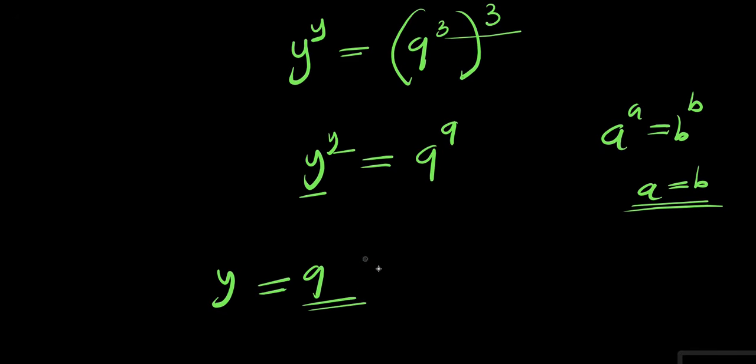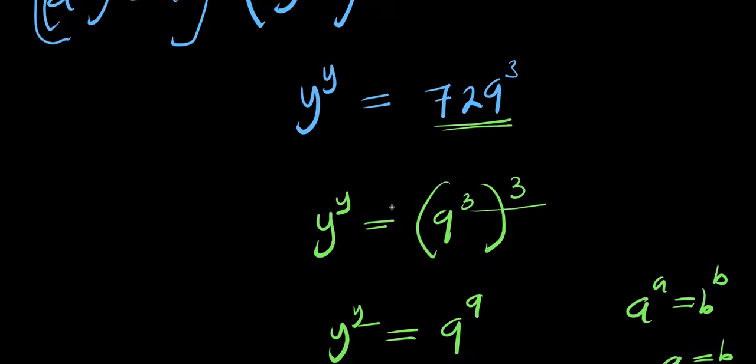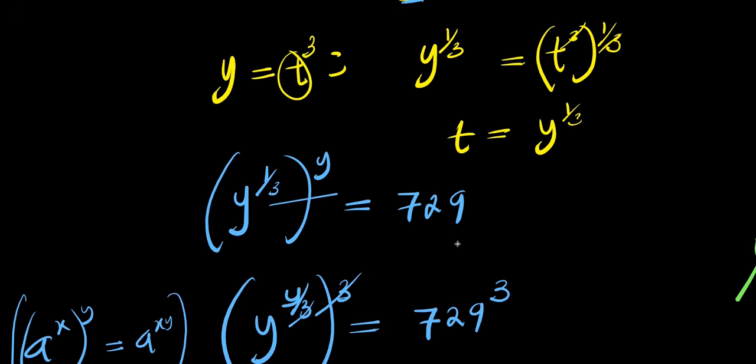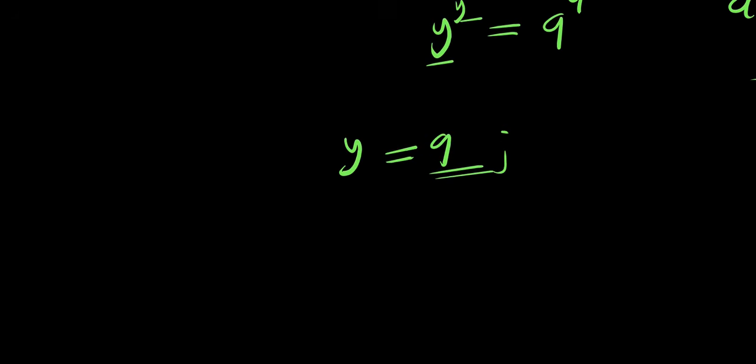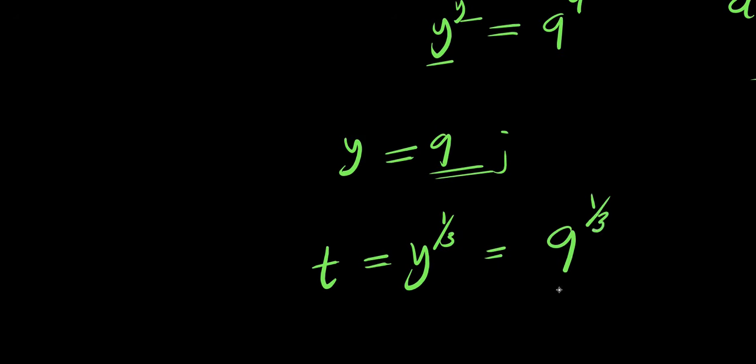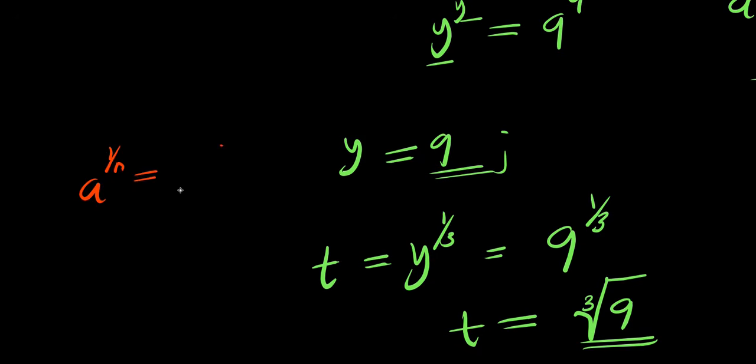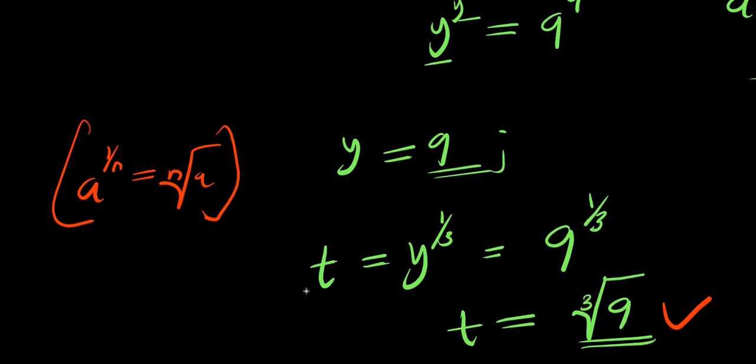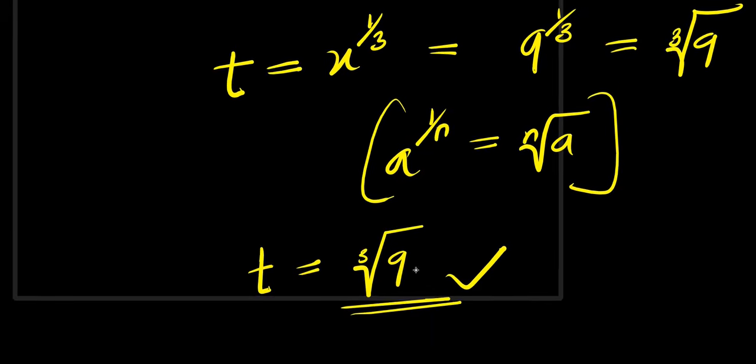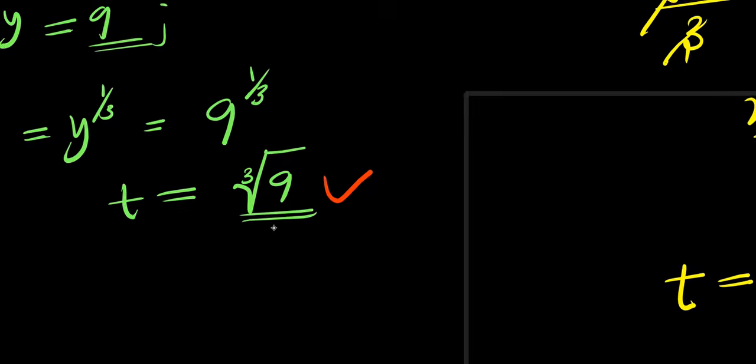And to solve for t, recall that t equals y power 1 over 3. So we have t equals y power 1 over 3, meaning t equals our y, which is 9, that is 9 power 1 over 3. That means our t equals the cube root of 9. Remember the identity: if you have a power 1 over n, it equals the n-th root of a. So that means this is our answer. This actually corresponds to what we had earlier, which is this. And we have not made use of natural log here.